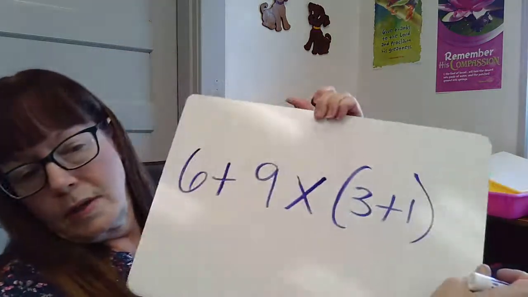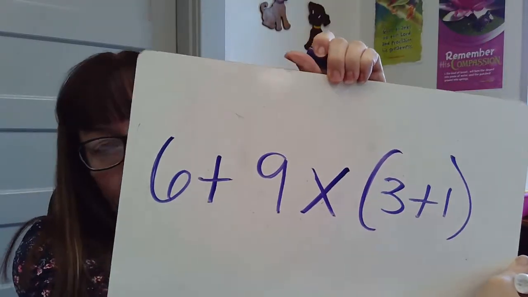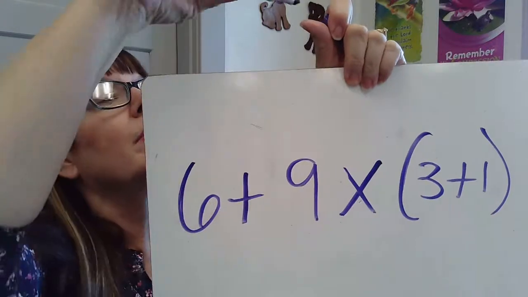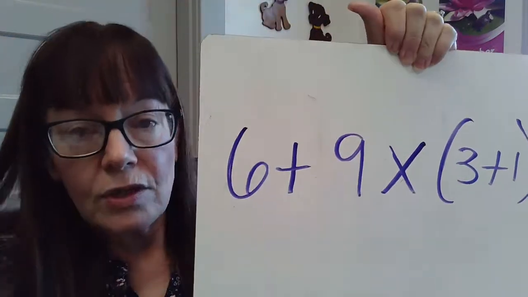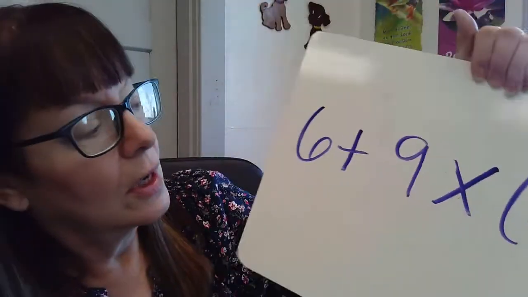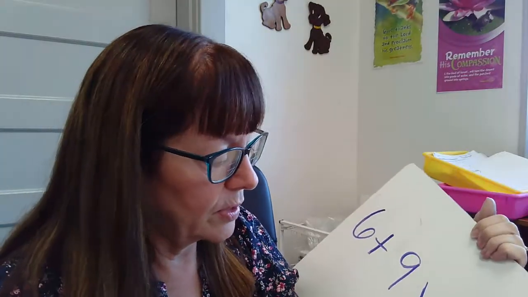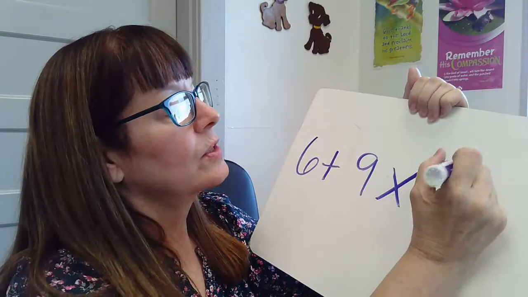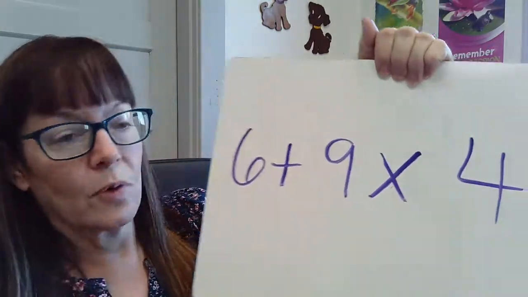6 plus 9 times 3 plus 1. All right, now what do you notice about this? Yes, there are parentheses. Remember, parentheses are always screaming at you. Do me, do me, do me first, do me first. So let's do the parentheses first. What's 3 plus 1? Sorry. Yep, 3 plus 1 was 4. So we replace the parentheses with the 4.